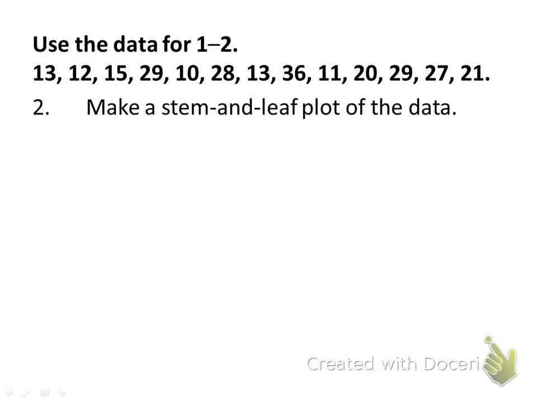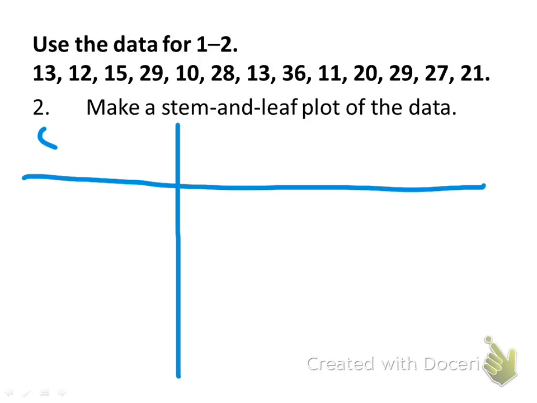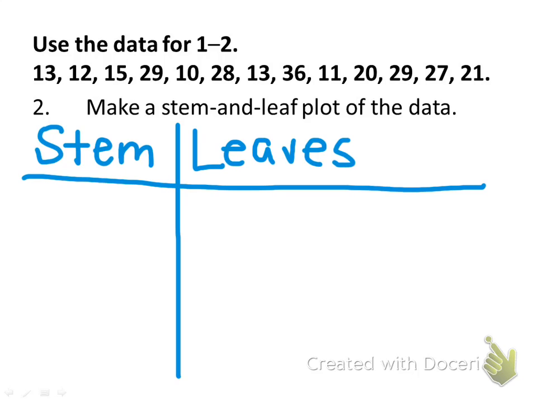Okay, number 2, make a stem and leaf plot from the data. So, how do we make a stem and leaf plot? Well, we have to make the stem and we have to make the leaf. The stem is the tens place, the leaf is the ones place. So we have to go from least to greatest.